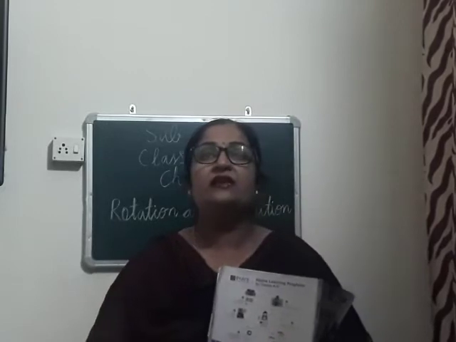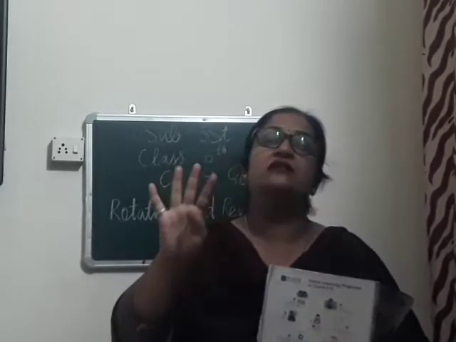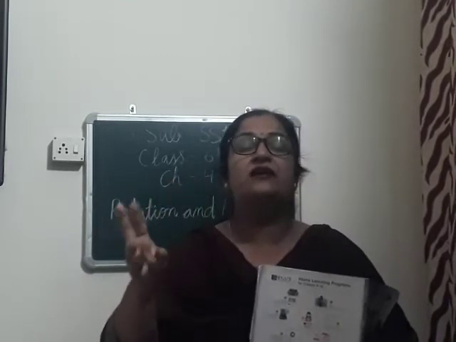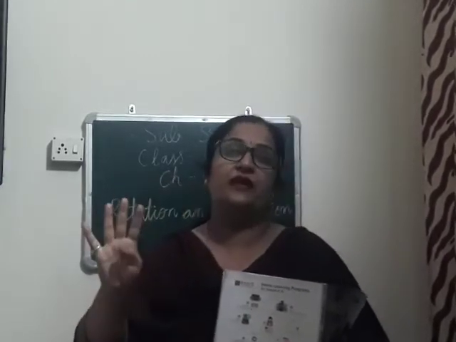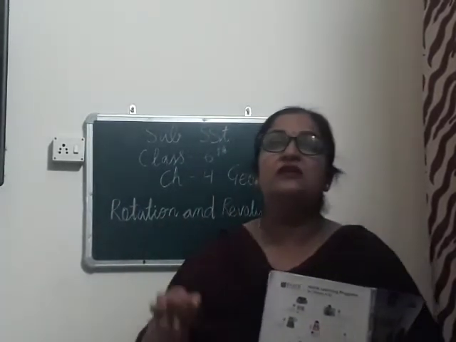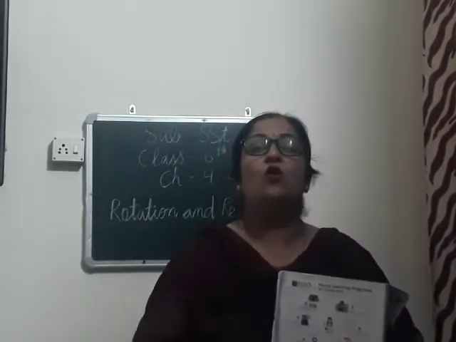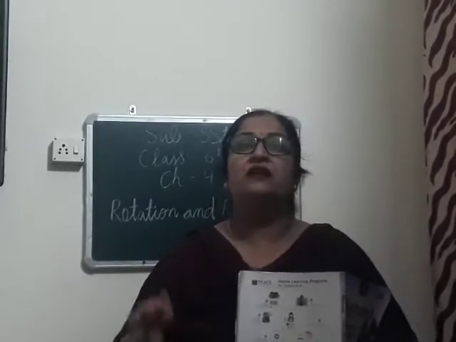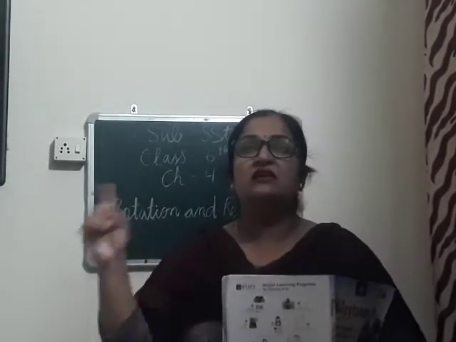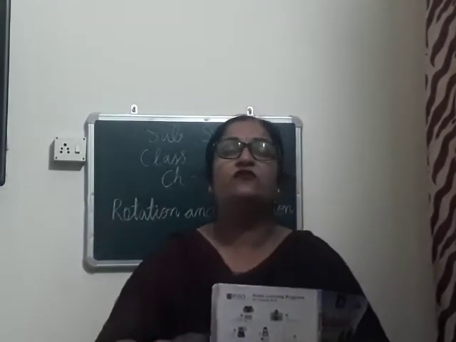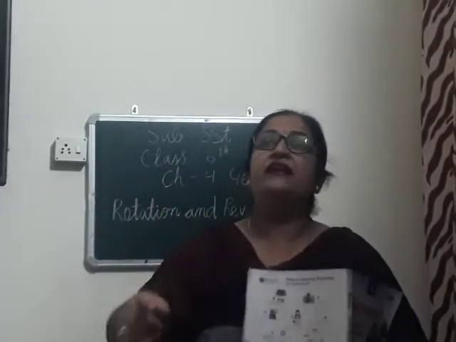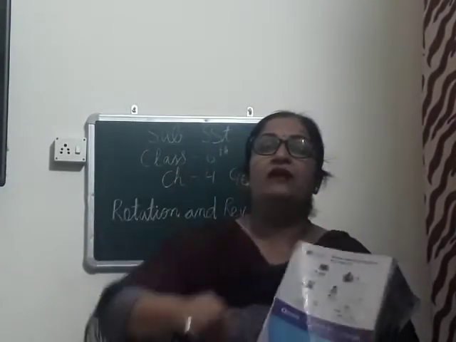In a year, we have 4 seasons. How many seasons? 4. Summer, winter, autumn, and spring. Right. First of all, we will know about summer solstice. On June 21, the North Pole is inclined towards the sun. The Tropic of Cancer, on what degree? 23.5 degrees north, upside. Right.